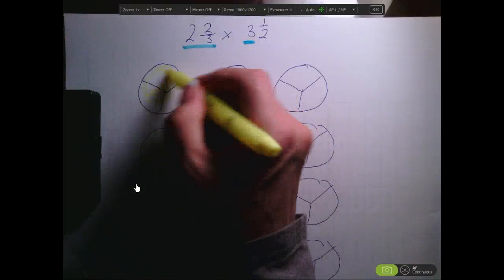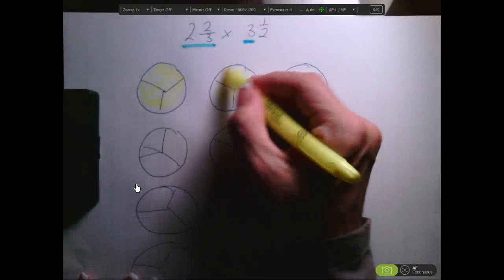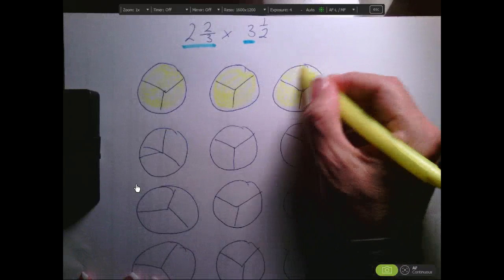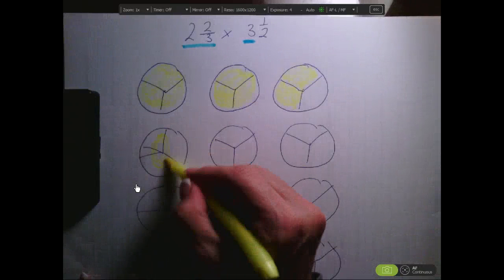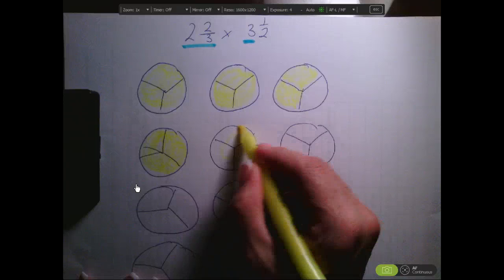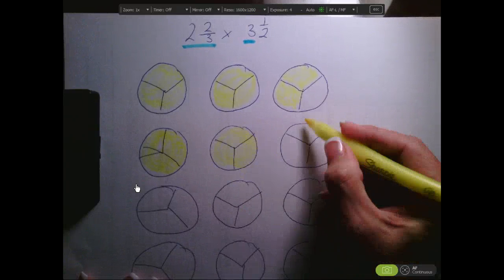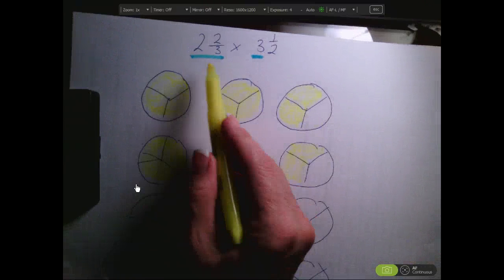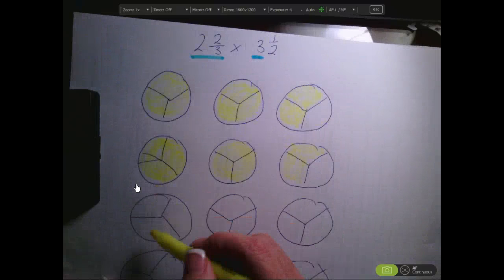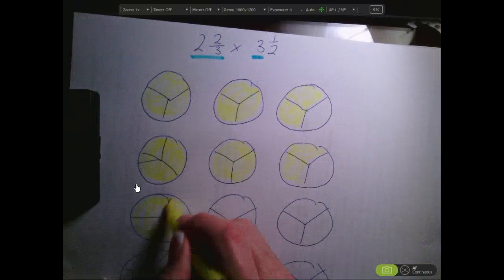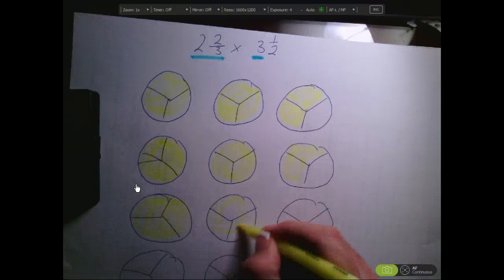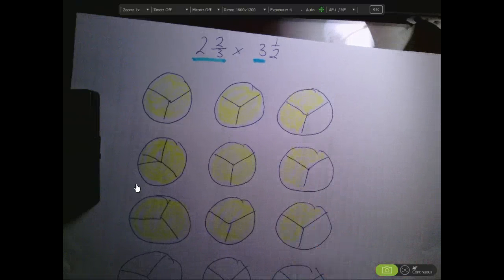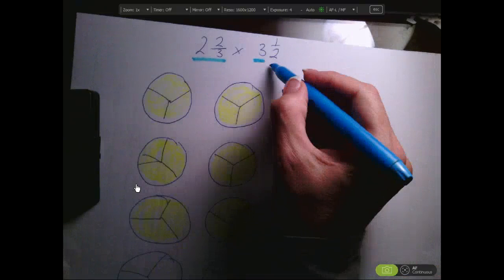So here would be 1, 2, and then a third, or 2/3. I'm going to do the same thing again. We have 1 whole, 2 wholes, and then 2/3. And then I'm going to do the same thing again because we have 2 and 2/3 three whole times. So I have another whole, and then 2/3. So now it's time to focus on the 1/2.